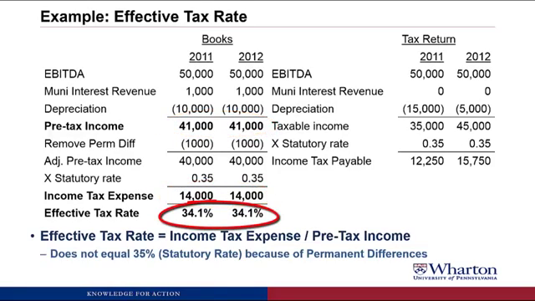Now notice that does not equal the statutory rate of 35% because of the permanent differences. So that municipal bond interest revenue causes the effective tax rate to not be the same as the statutory rate. It reduces it from 35% to 34.1%, and that's never going to reverse. So this reflects all the permanent differences. So going back to what we talked about earlier, permanent differences cause this effective tax rate, the income tax expense divided by pre-tax income, to not equal that statutory rate of 35%.